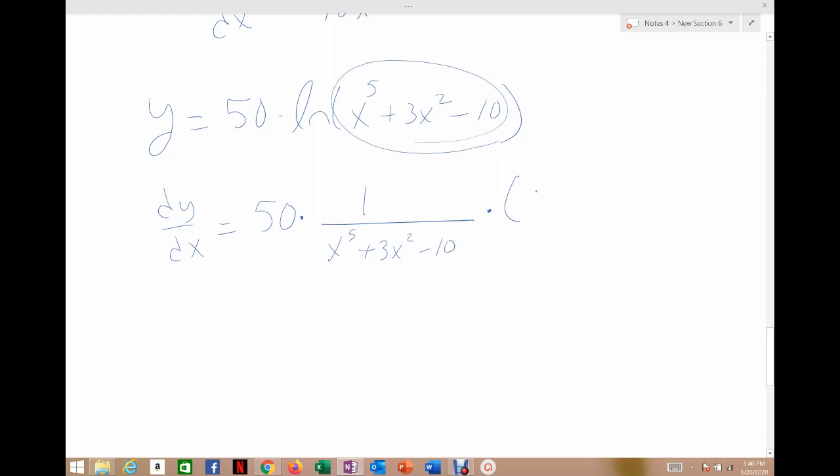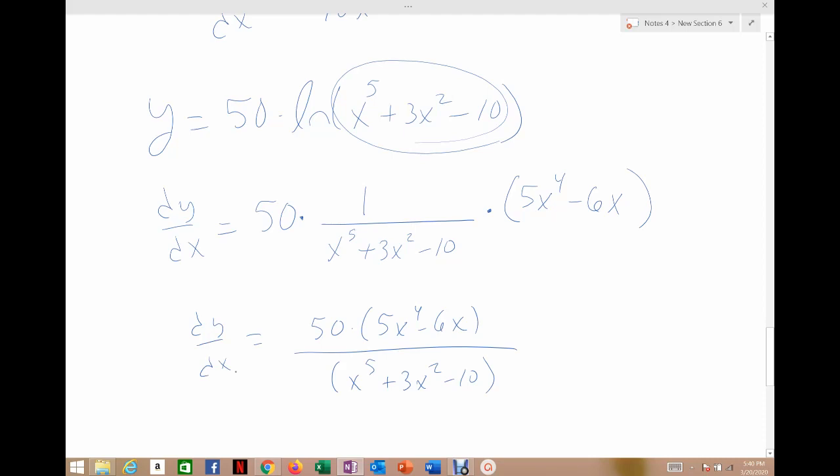The derivative of the polynomial just uses our old rules: 5x to the 4th plus 6x to the 1st. The 10 will zero out, and then we'll rewrite it as a single fraction. I'm just going to leave the 50 times the 5x to the 4th plus 6x all over x to the 5th plus 3x squared minus 10. And there's my derivative.